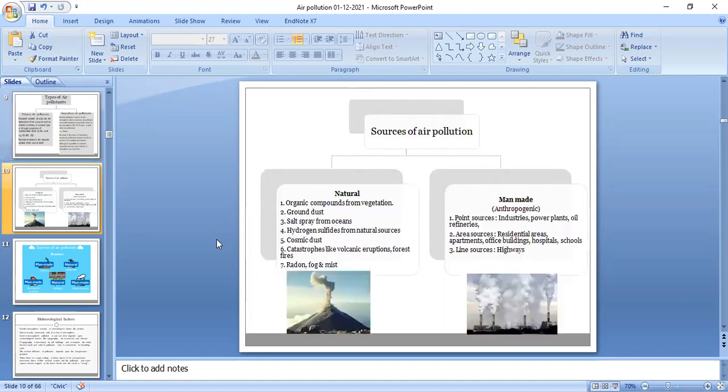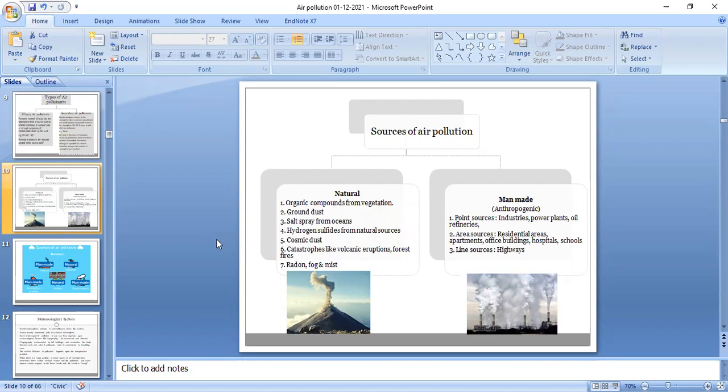Now the sources of air pollution can be natural or man-made. Natural sources constitute only a minor portion of the air pollution, while man-made is the major portion. Natural sources are organic compounds from vegetation, ground dust, salt spray from oceans, hydrogen sulfides from natural sources, cosmic dust, catastrophes like volcanic eruptions, forest fires, radon, fog, and mist.